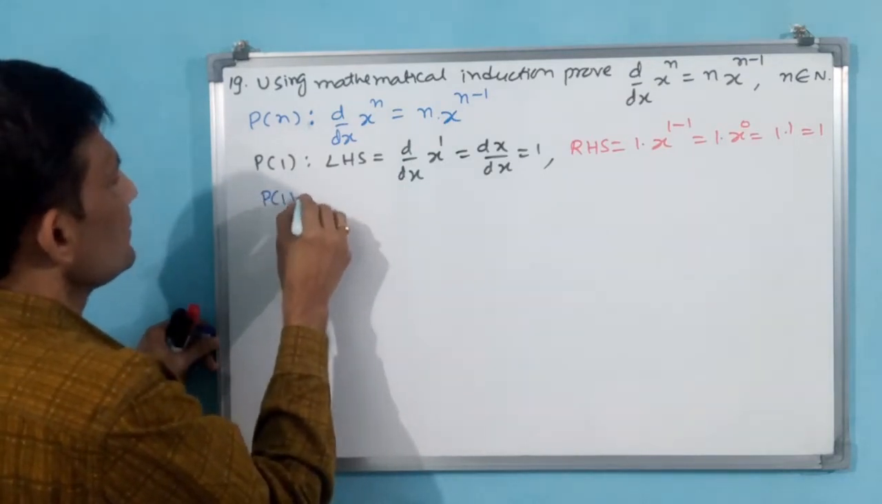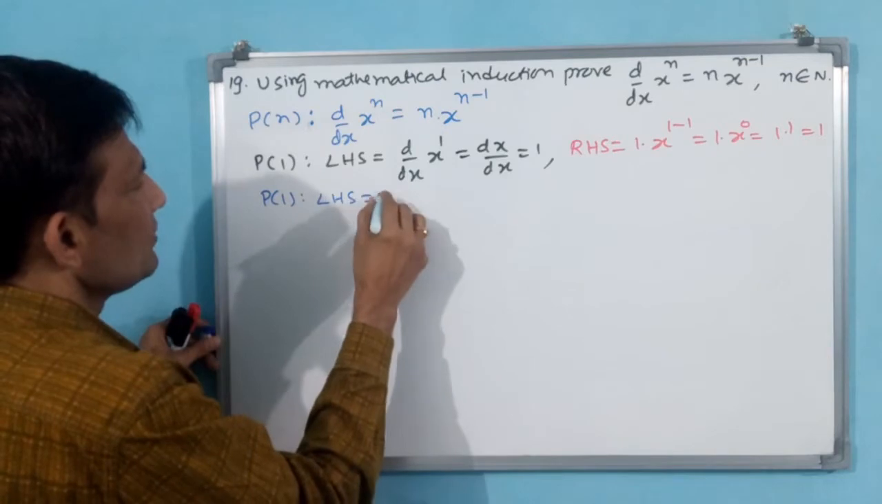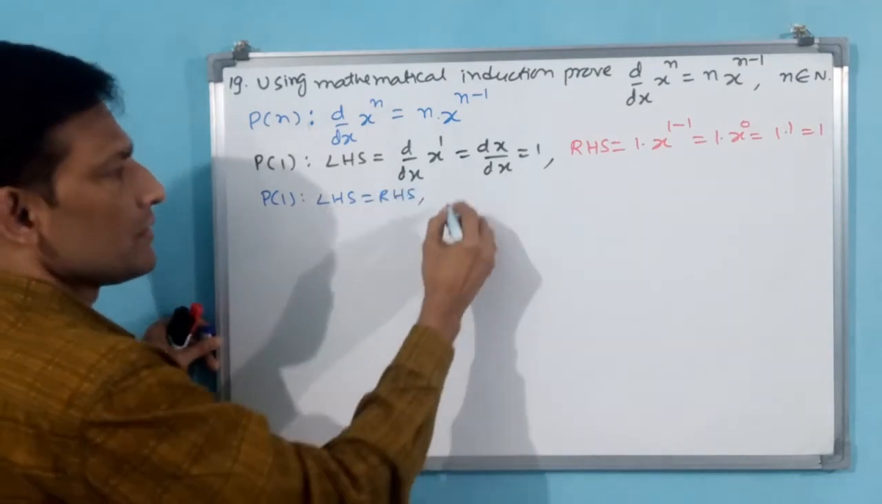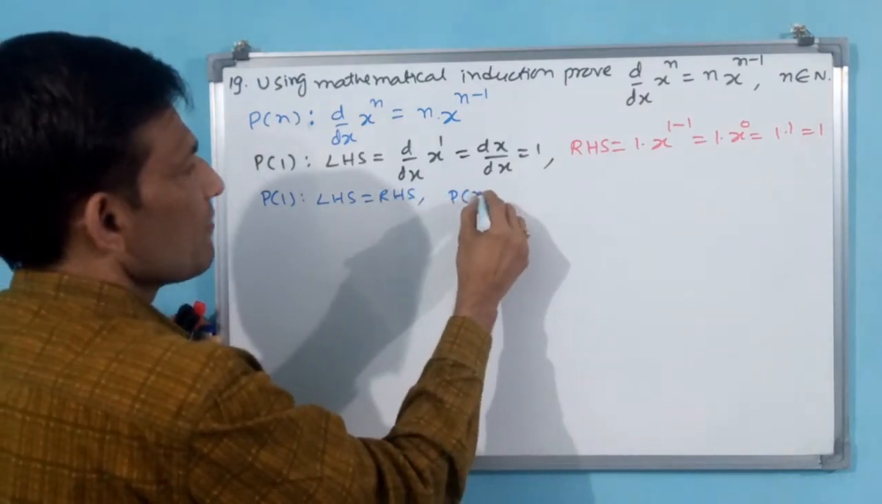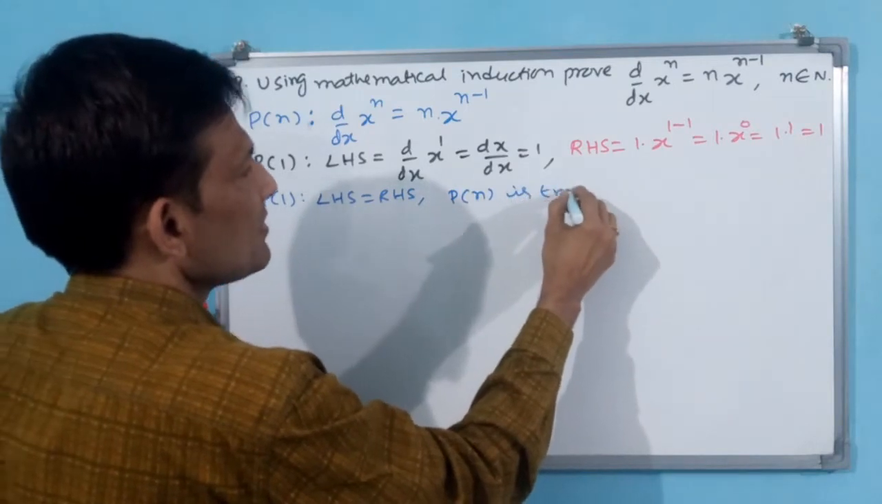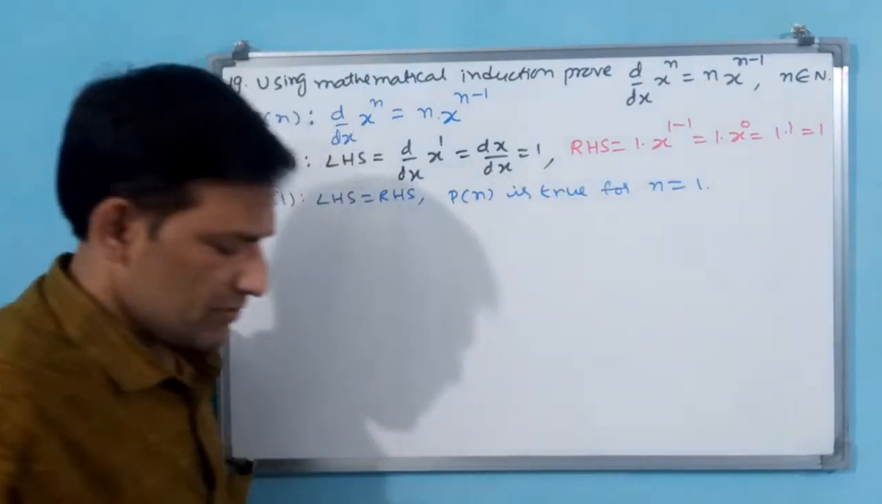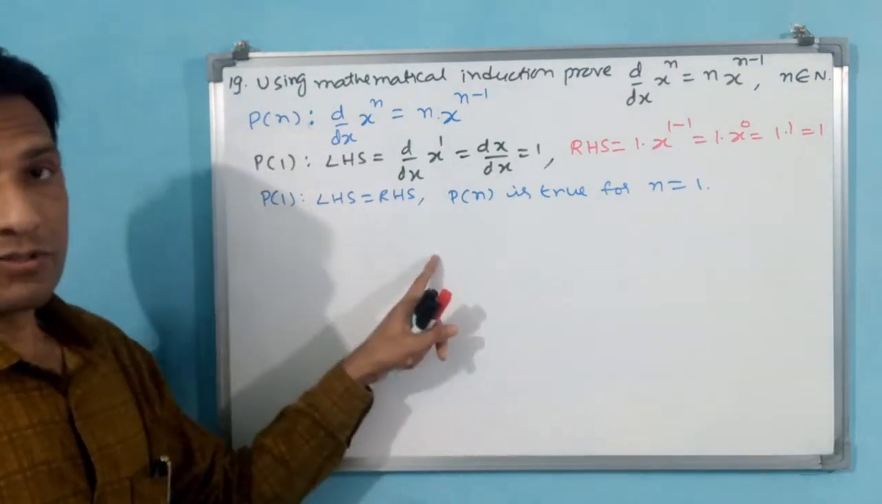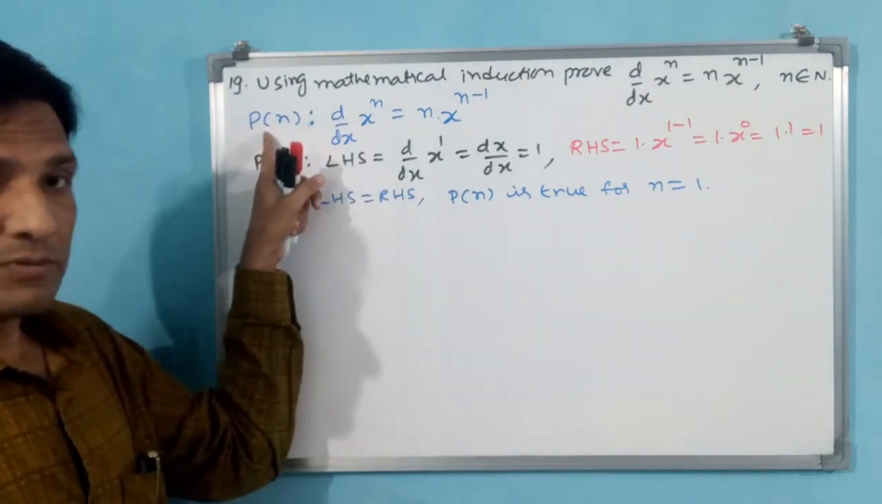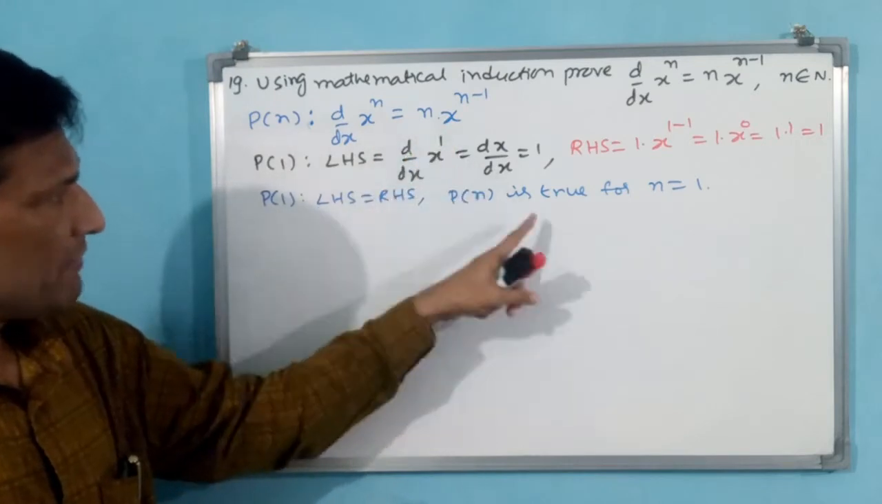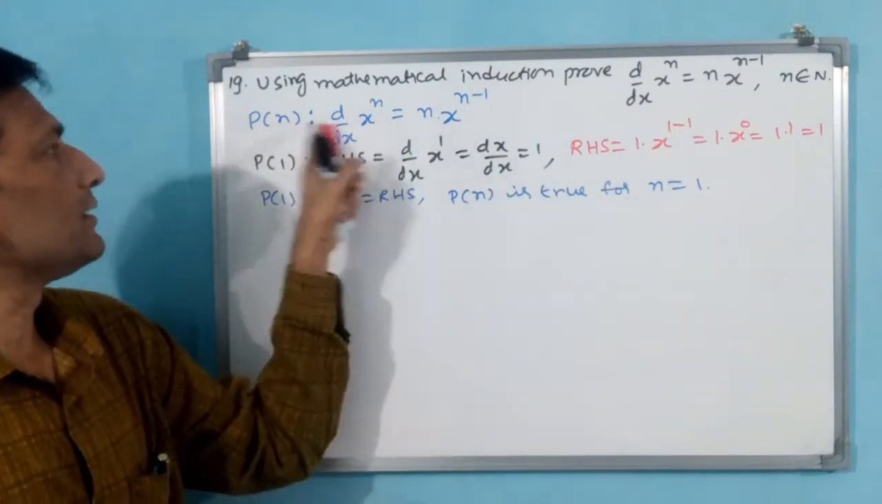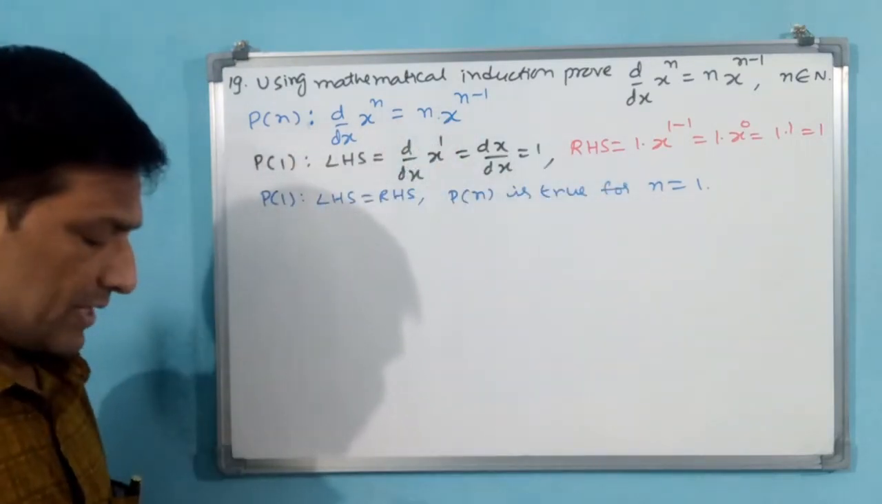P of 1, LHS is equal to RHS. P of n is true for n is equal to 1. Is it correct? First you see. See, don't write P of 1 is true. P of n is true. Proposition is true, but where, at n is equal to 1. Okay, like that we have written.